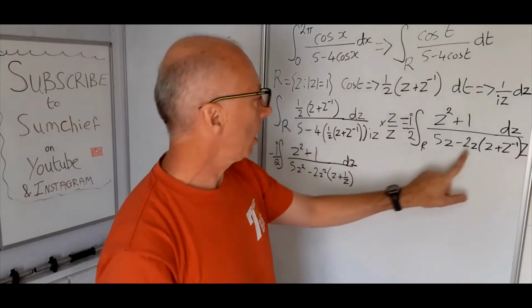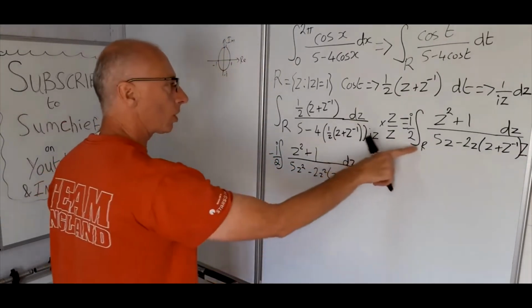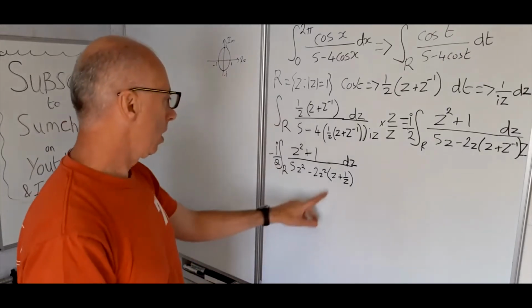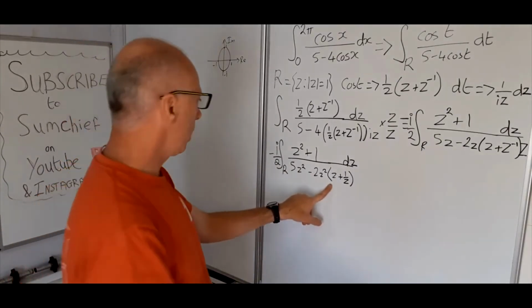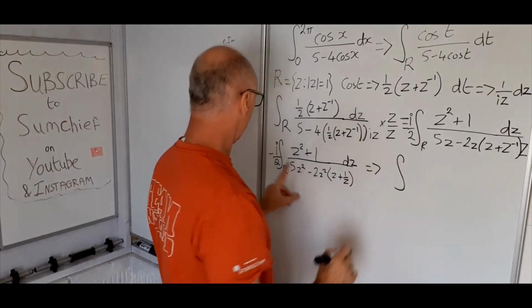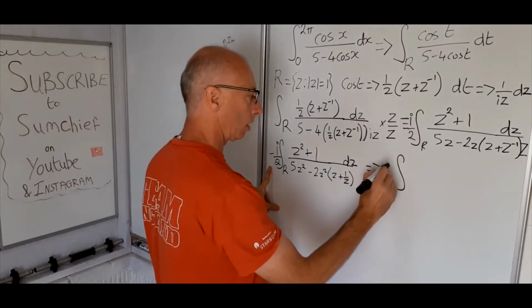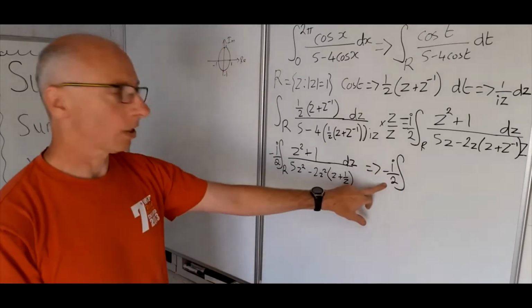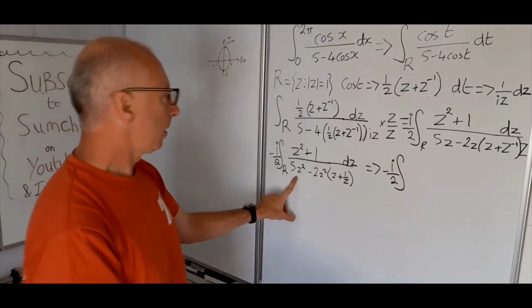So this z is now taken care of. So the region is R. Let's make sure we put that in. Okay, right, let's simplify this up. So that takes us again to minus i over 2. Again, just a complex number, but it's a constant multiple. Z squared plus 1.